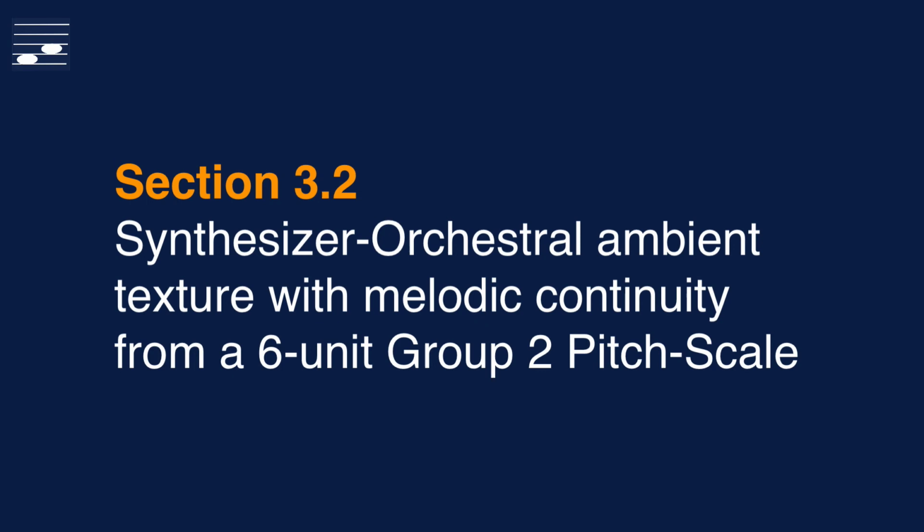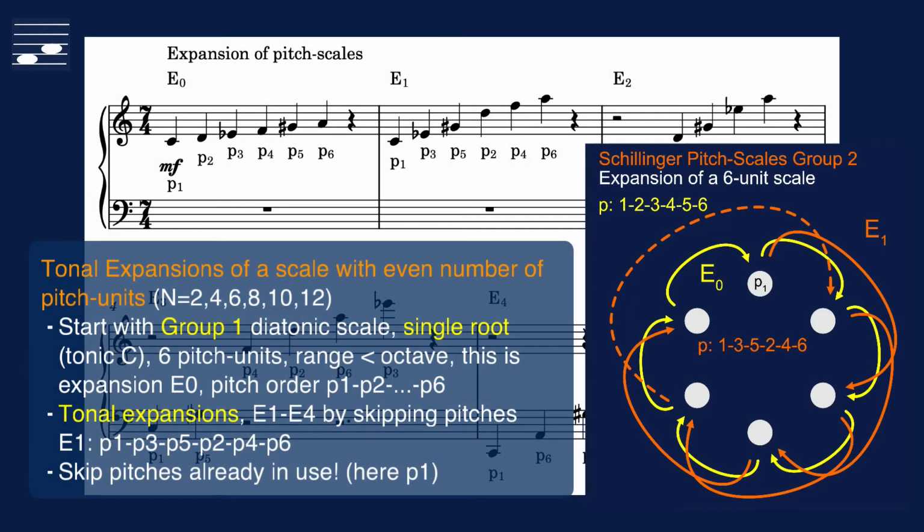The second example has a different sound. It is based on a new Group 2 scale, this time with 6 pitch units. The reason is that for scales with even pitch numbers, the tonal expansion process implies skipping the pitches that have already been used. That is illustrated here for expansion E1 of a 6 pitch unit scale.